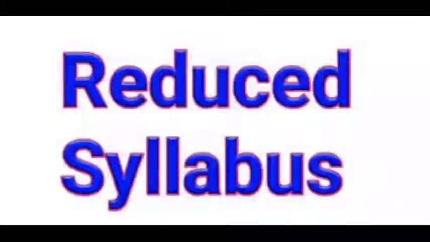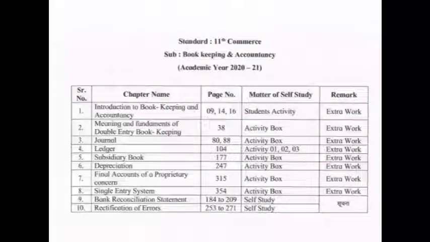Now we'll see the reduced syllabus. Due to this pandemic, the government has reduced the syllabus by 25% for both 11th and 12th standard. Let's see in the PDF which topics they reduced. In the first chapter, Introduction of Bookkeeping and Accountancy, see page numbers 9, 14, 16 and 19. These are for the students' activity and this extra work is deducted from your textbook for this year only.